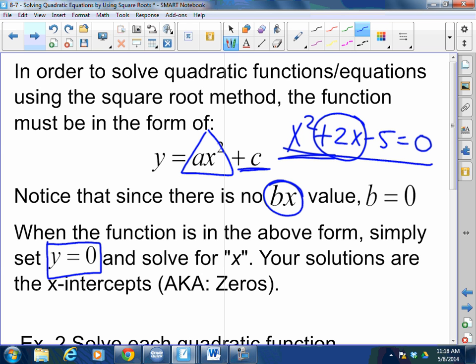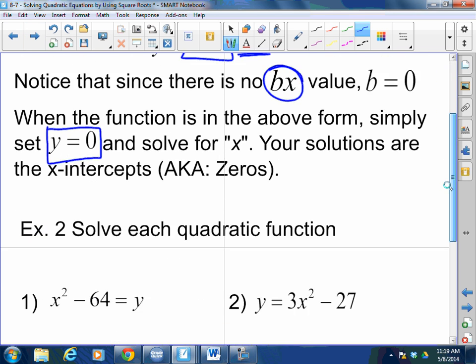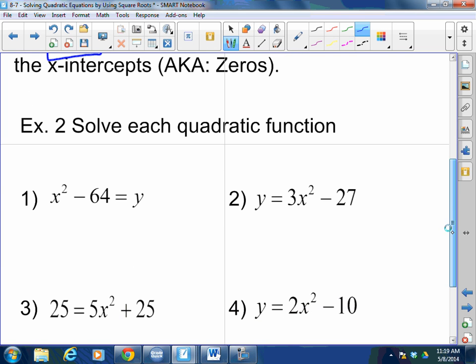We know how to solve for x. You take the square root of it. Your solutions are the x-intercepts. They're also known as the zeros. So let's solve each quadratic function. Okay, first things first, let's make that y 0. X squared minus 64 equals 0.